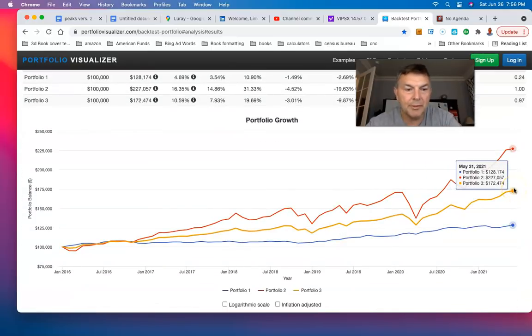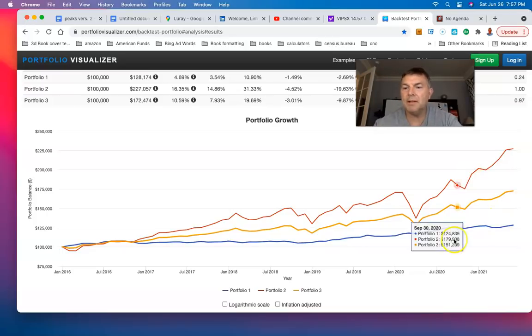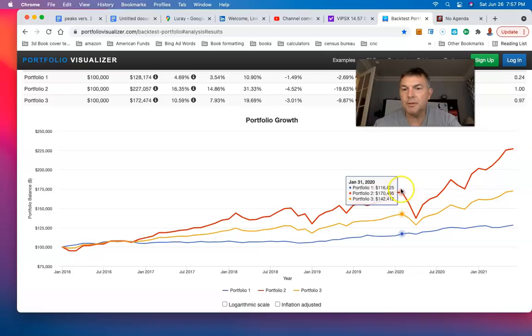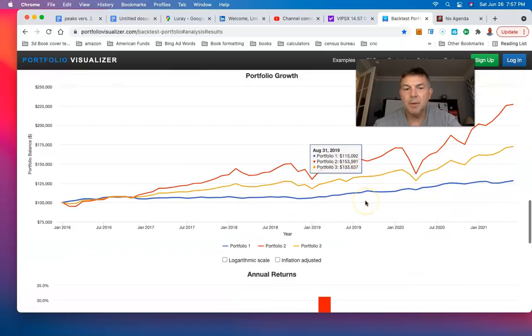All right, so if you had $100,000 in 2016, it'd be worth $172,000 after 2000, after 5, 6 years, 16, 17, 18, 19, 20, 21. So, well, basically 5.5 years. You'd probably be okay with that, and you would not have had that down market in 2020. The S&P 500 did. Look at that, man.